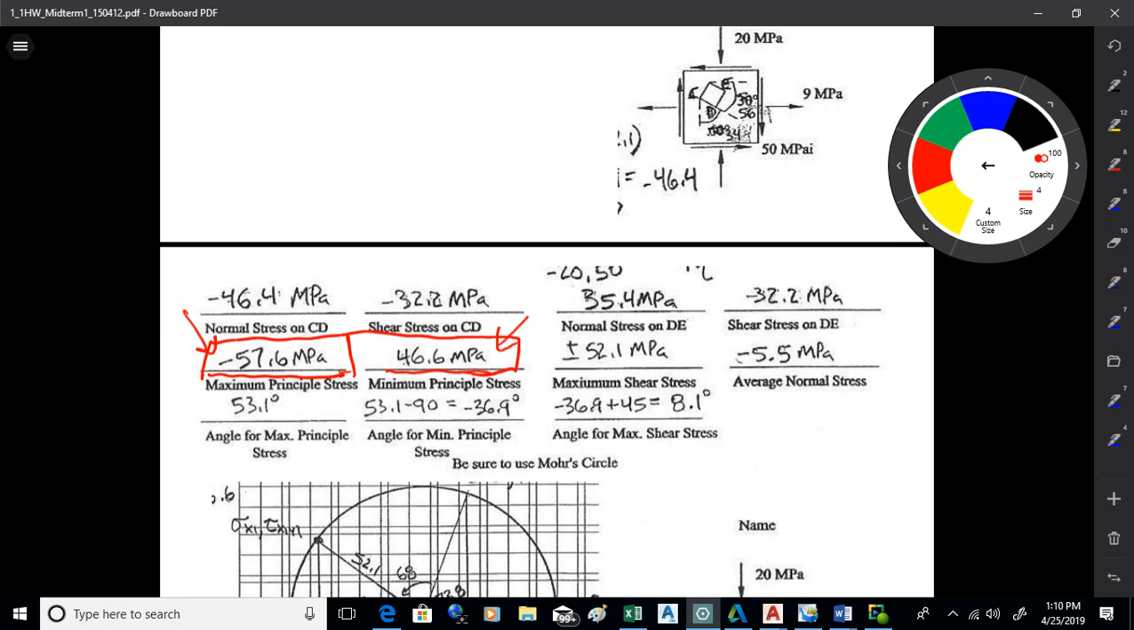And there's other terms that are used for these things, but they're not quite as relevant because they're kind of ambiguous. So what I would like you to know on this particular problem is the biggest compressive stress is negative 57.6, and it acts on a plane at 53.1 degrees from the vertical. And the biggest tensile stress is 46.6, and it acts at a plane at negative 36.9 from the vertical. Okay, that's the bottom line right there.